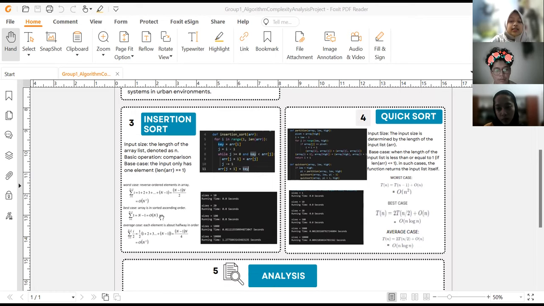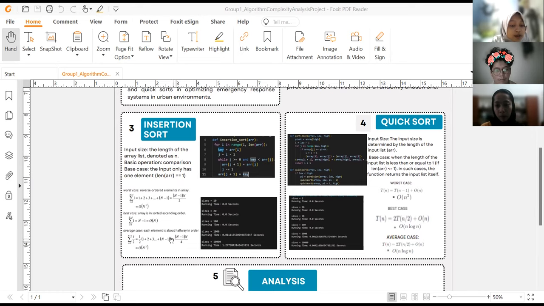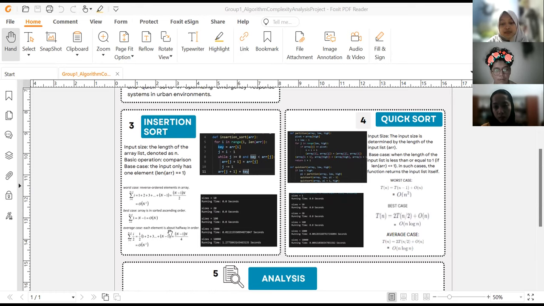And then the average case is when each element is about halfway in order. So basically we just divide the worst case by 2, and we have n minus 1 times n over 4. Like we did before, we just ignore the 4 here and focus on the highest degree, which is n squared. So it is big O n squared.